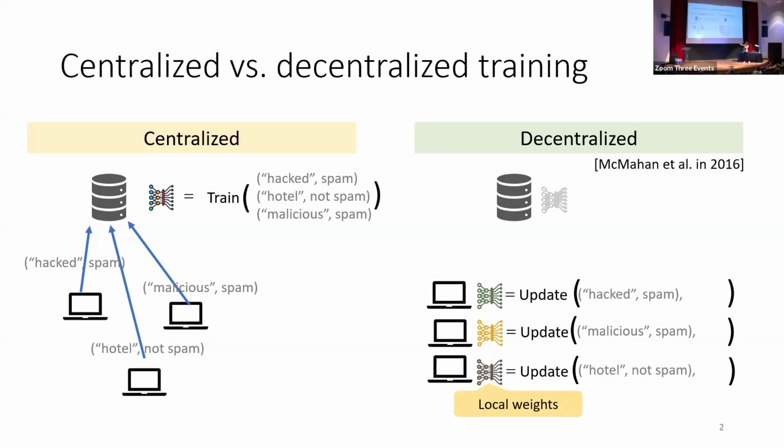In a centralized training setting, which is the traditional setting, all the clients have some local data and they send the data in the clear to the server. Then the server collects all the data and trains a model.